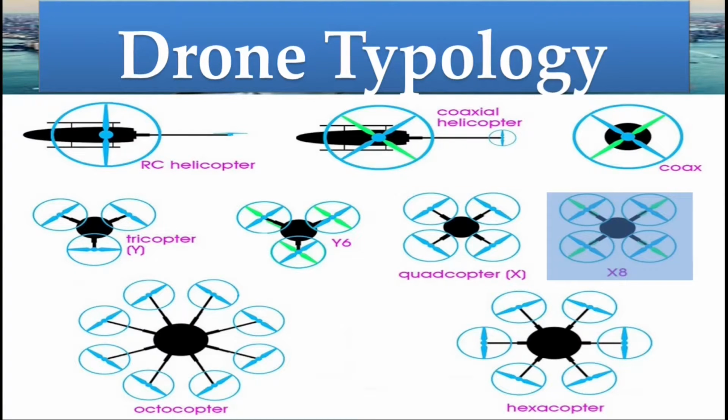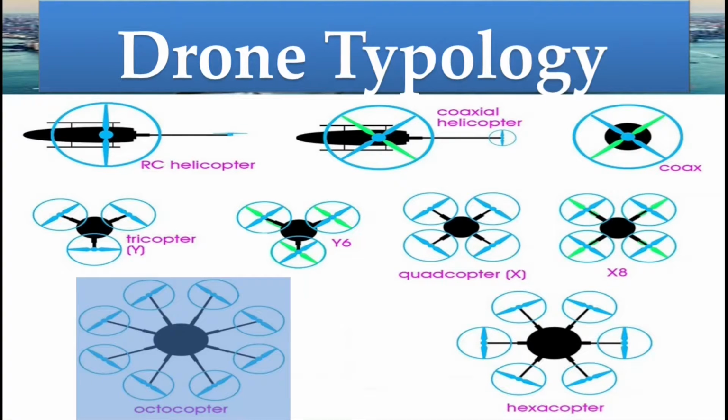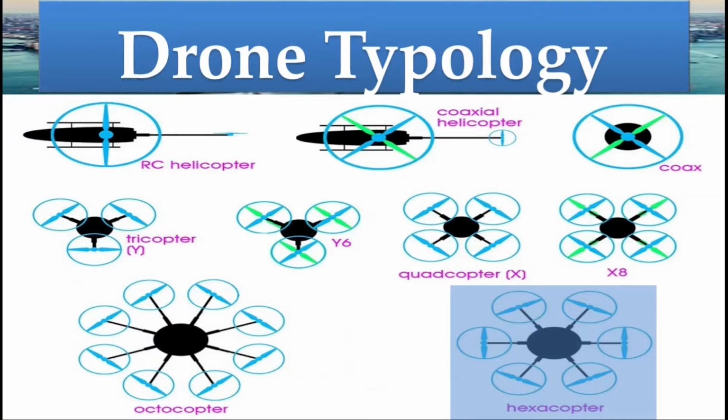This is X8. It is same as quadcopter, but here we use double propellers than quadcopter. Here we use 8 propellers. Due to propeller quantity is increased, its weight lifting capacity is also increased. Next is octocopter. This uses 8 propellers. Last is hexacopter. This uses 6 propellers. These are some types of drone topologies which are available in the market.